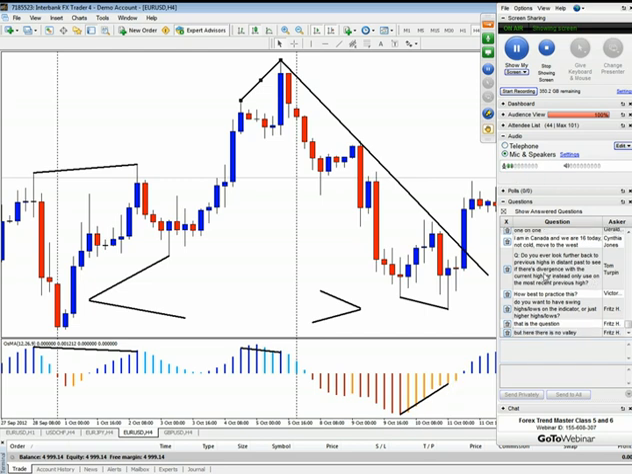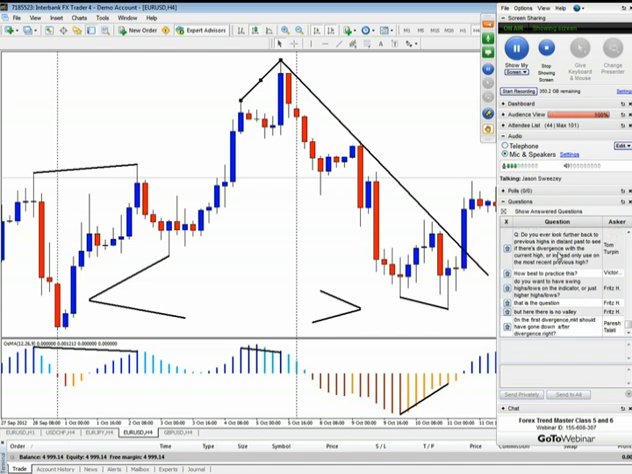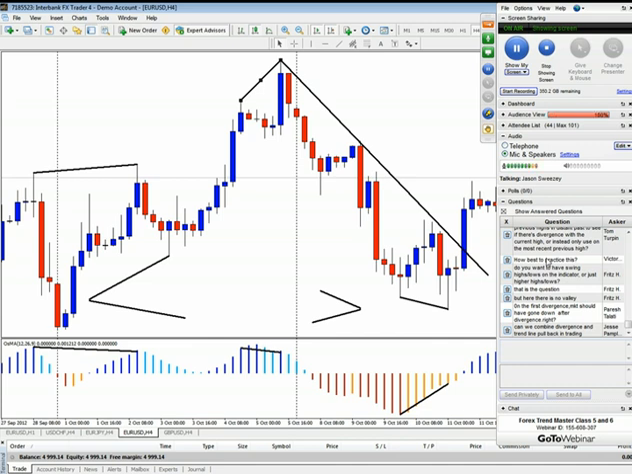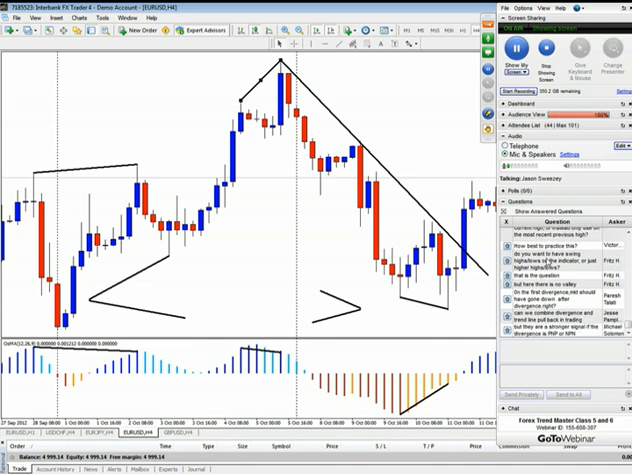Tom says, do you ever look further back to previous highs in the distant past to see if there's divergence with the current high? Well, that's a good question, because if you go back too far, they're just not valid anymore. I don't know exactly how many candles you want to count, but I would say no more than 15 to 20 candles that you want to draw them from.